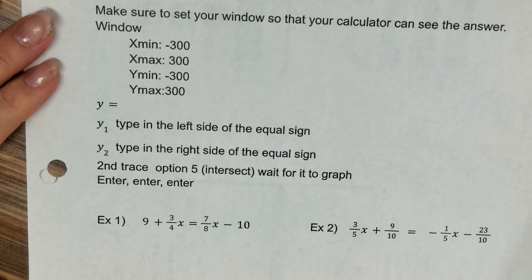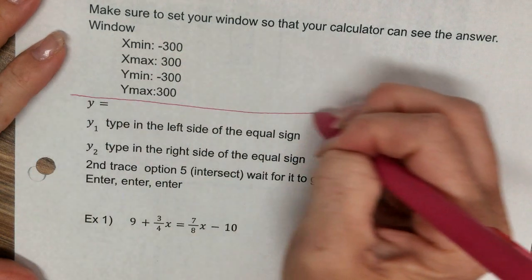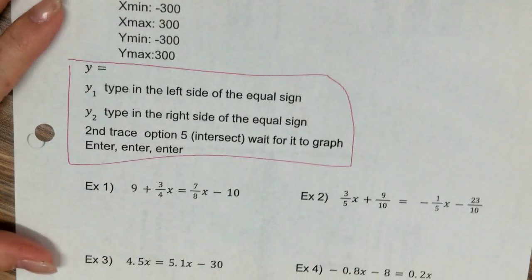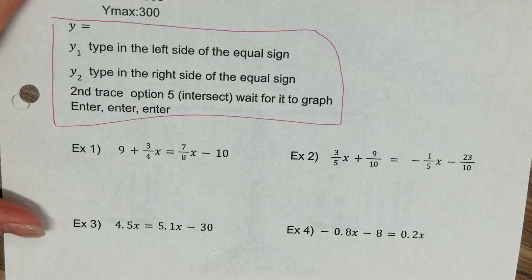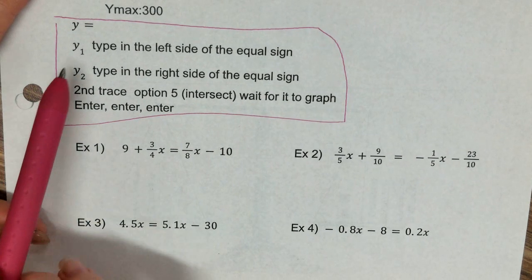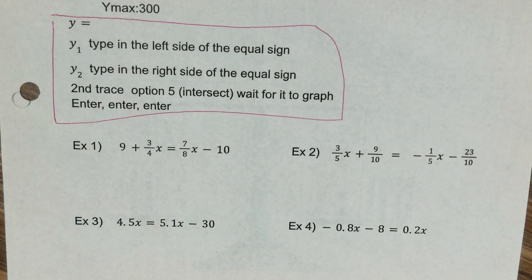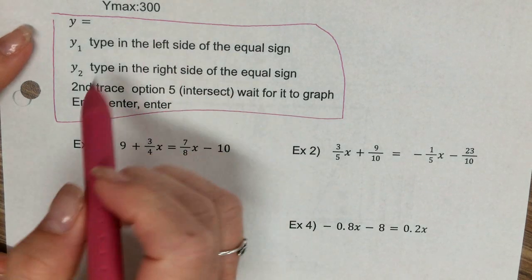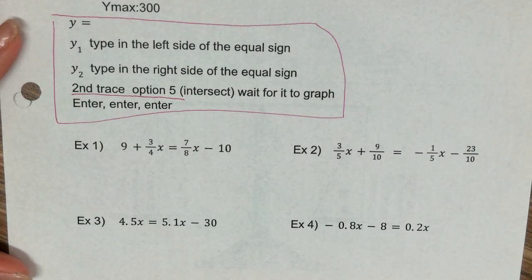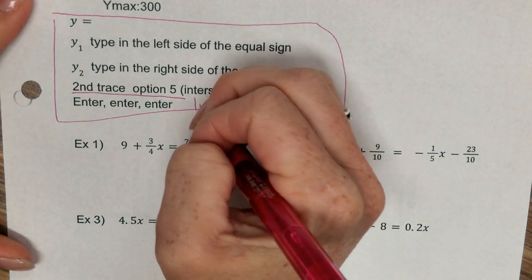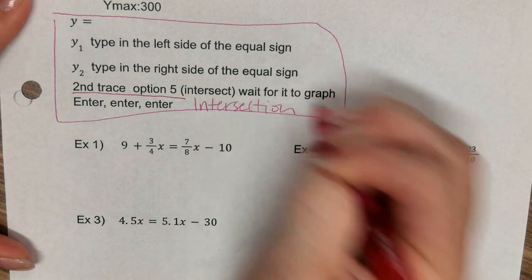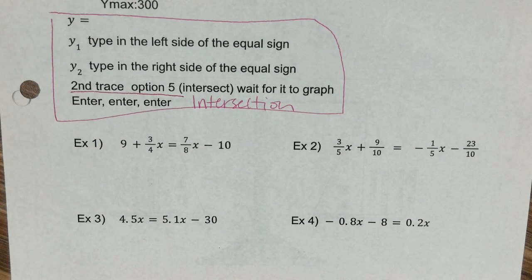Okay, let's go through our steps, and I want you to circle them. Here are the steps you're going to follow for every single problem today. What button are we going to be pushing to solve equations? We're going to type the left side in Y1, the right side in Y2, then we're going to hit what? Second trace, option 5. We're going to not touch our screen. What happens if we touch it too soon? It freezes up. And then we're going to hit enter until we see the words intersection. If you don't see the words intersection, it is not your answer. Everybody remember this, yes?